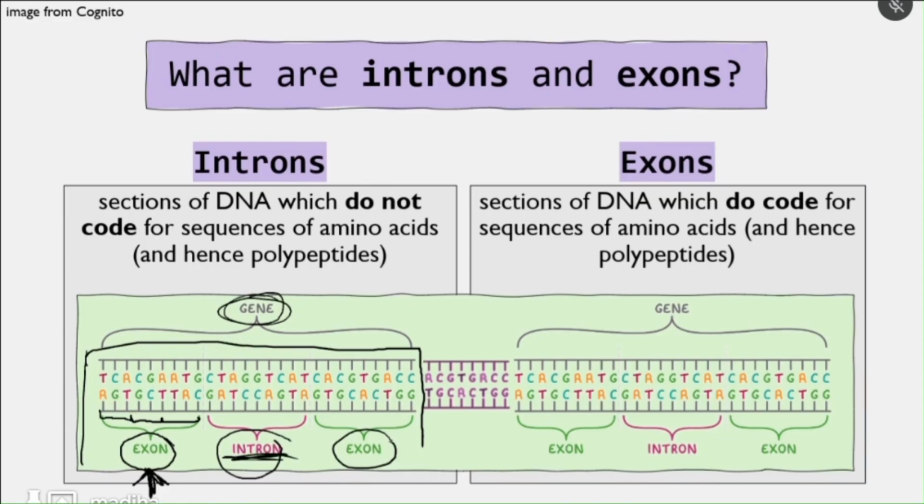Then we've got an intron. This whole intron will just not code for anything. It's just a non-coding region. Then we've got an exon. This is what's coding for something. This is the coding region, okay?